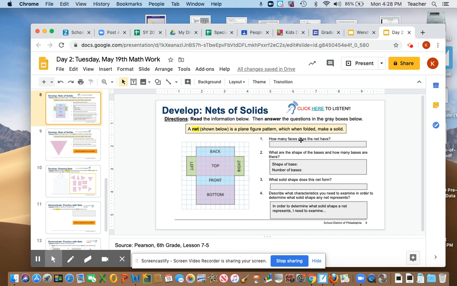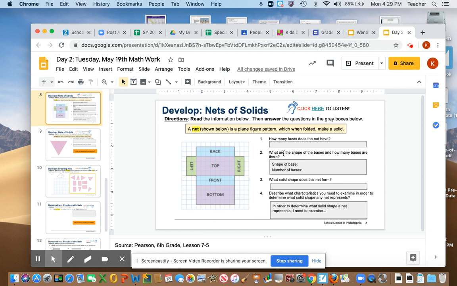Number 1, how many faces does this net have? So let's remember that a face, when we're talking about a 3D shape, are the sides, not the top and the bottom, but what's around the outside. So when we fold this along these lines, we're going to get a 3D shape. In my second video on this slide, I'm going to show myself folding up a net that looks just like this so you can see what I'm talking about. So you want to know how many faces there are. So basically, anything that's not a base, so anything that's not the top or the bottom, is a face.